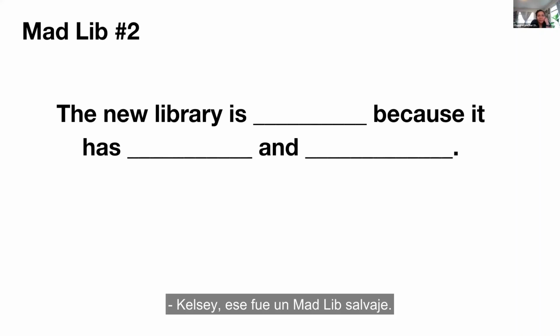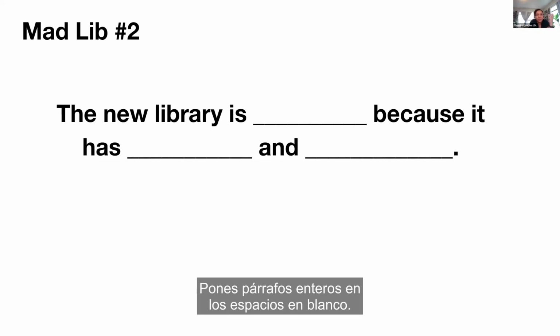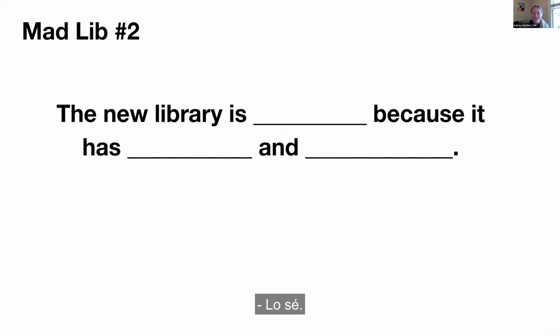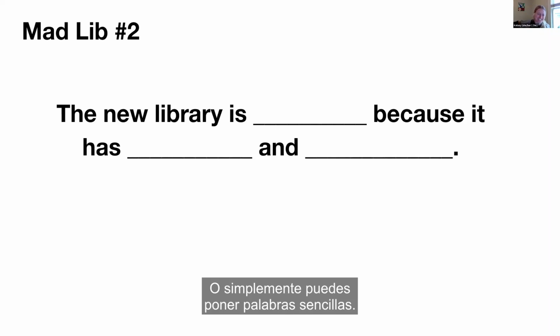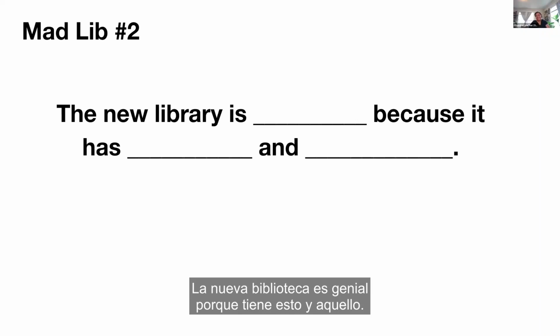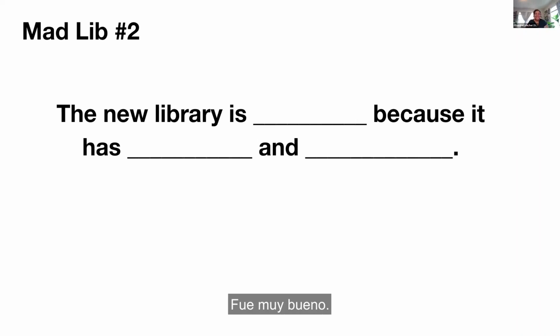Kelsey, that was a wild Mad Lib. You put whole paragraphs in the blanks. I know. Or you could just do some simple one words. The new library is cool because it has this and that. No, it was impressive. It was really good. The new library is homey because it has comfy seating and a coffee bar. Could be anything.